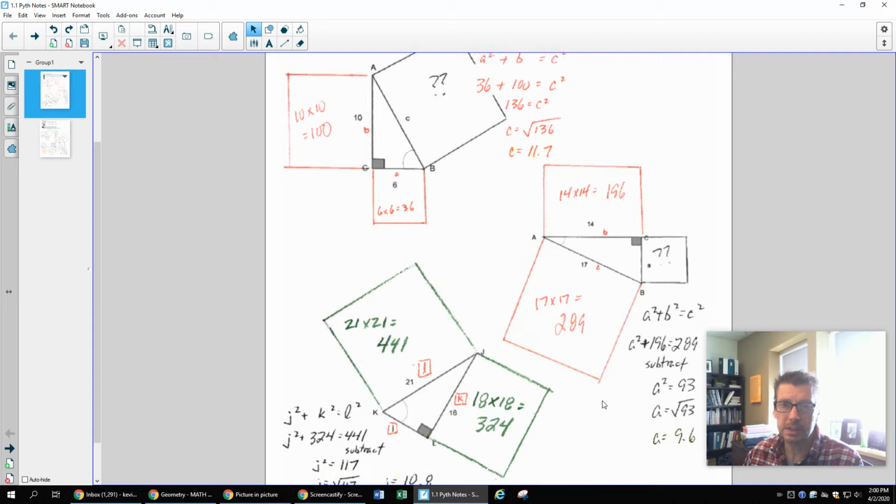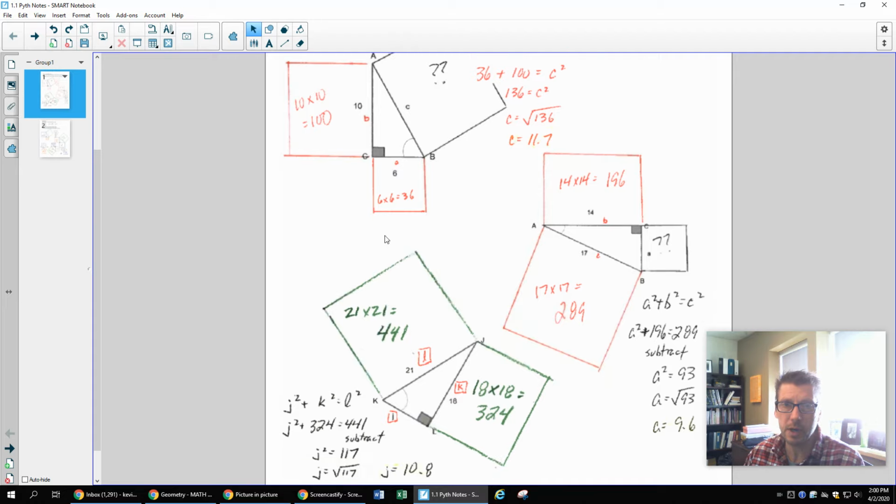And it's always nice to have triangles drawn where we can see the right angle. So here C is the right angle again. Across from C, I've got my little c. Across from B, I've got my little b. And across from A, I've got my little a. This time I know the big square. I want to find the little square.